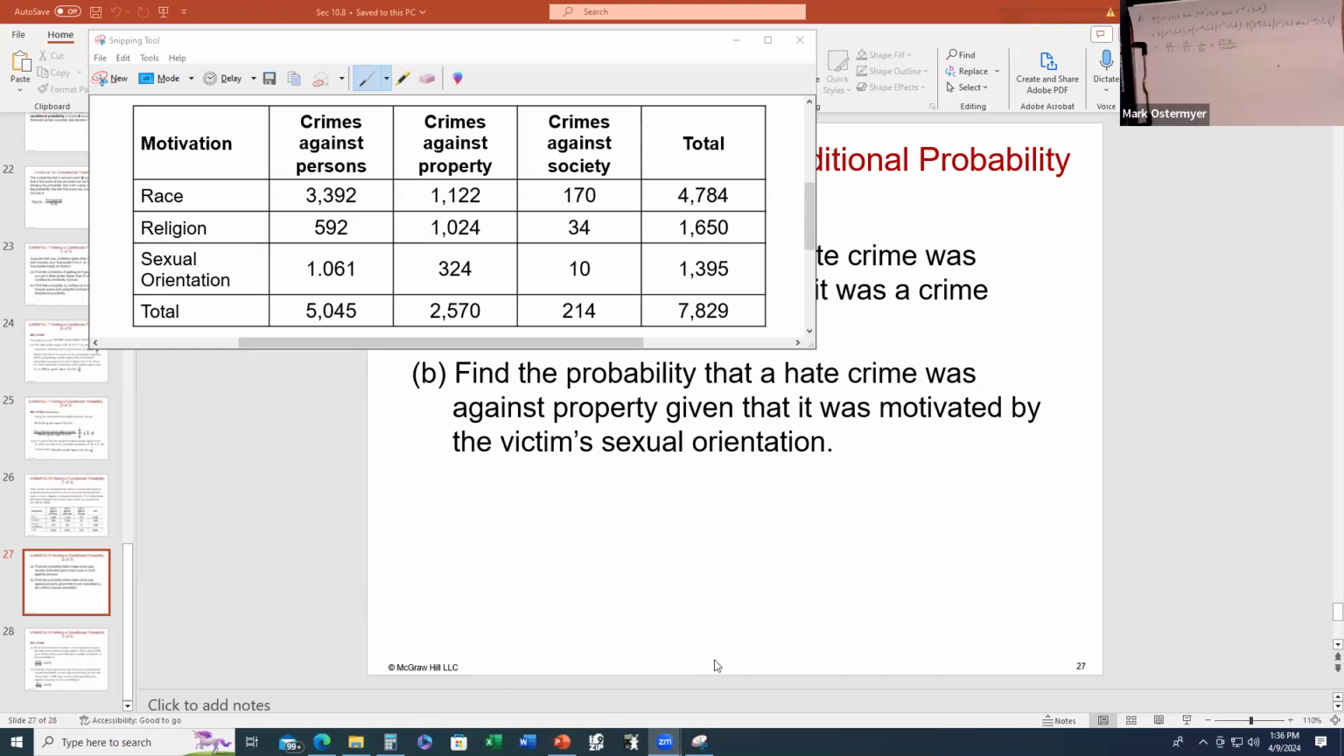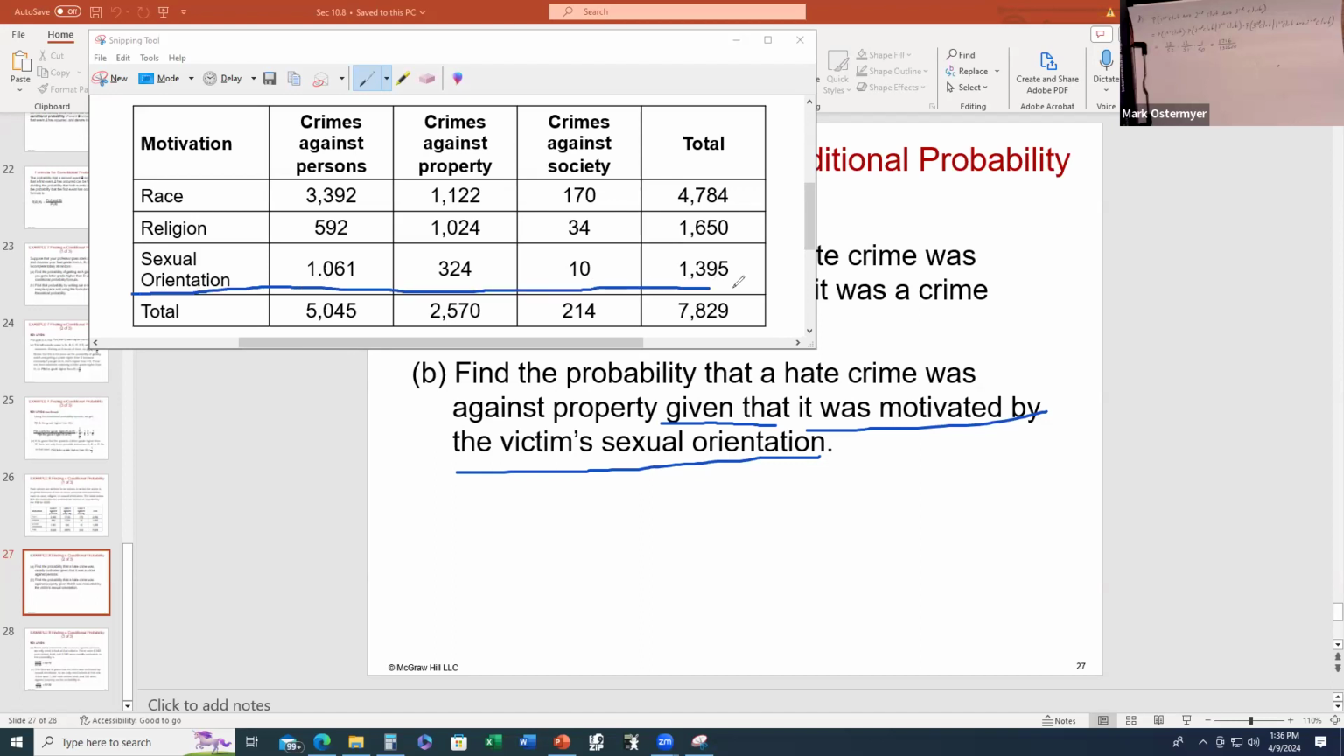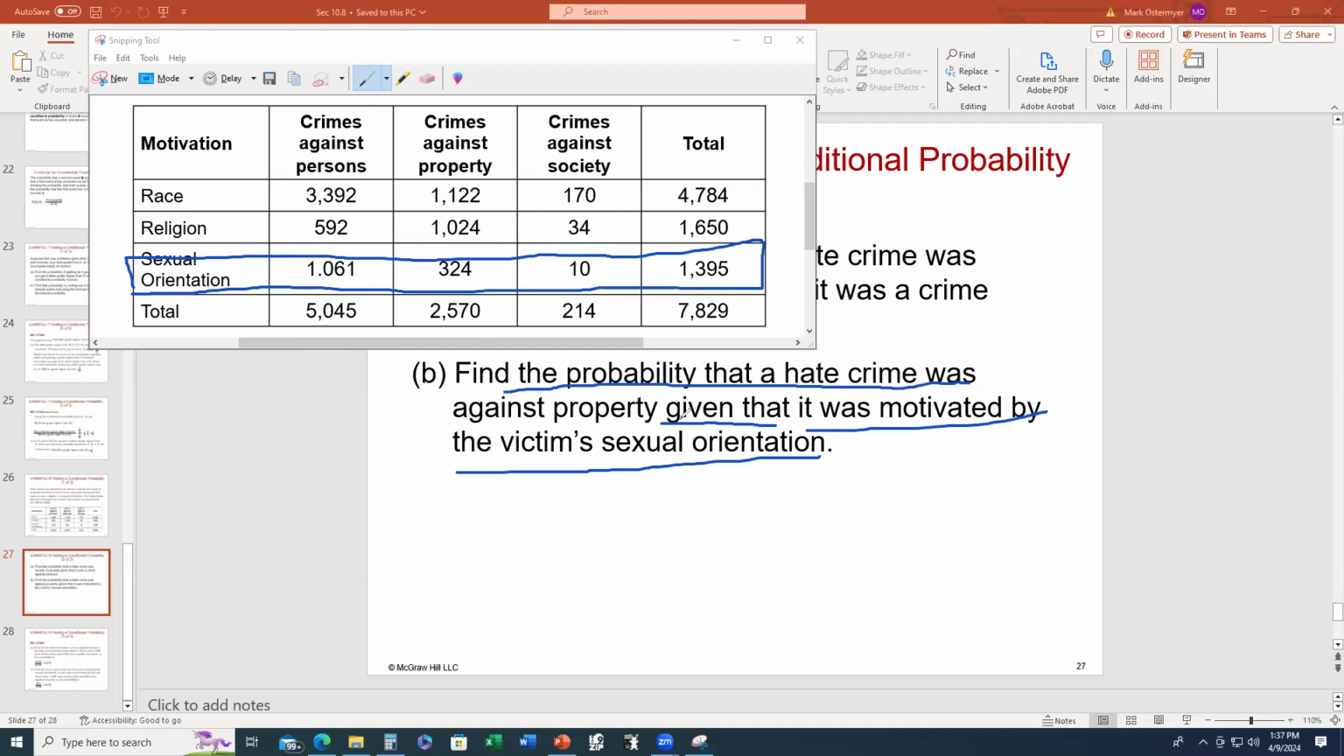Okay, based on how this probability reads here, am I locked into any row or column? It says, given that the crime was motivated by the victim's sexual orientation, what row or column am I locked into? The fourth row. That's right. I'm locked into the sexual orientation row right here. Locked into that row, then what is the probability that the crime was a hate crime against property?